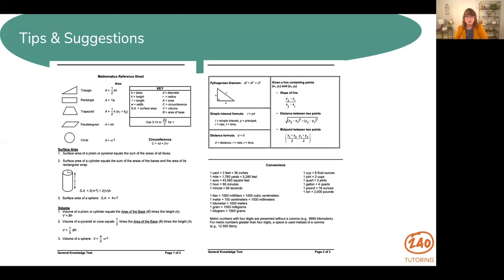Here is your reference sheet. I highly recommend you get familiar with this. It's going to heavily influence your geometry and measurement questions.